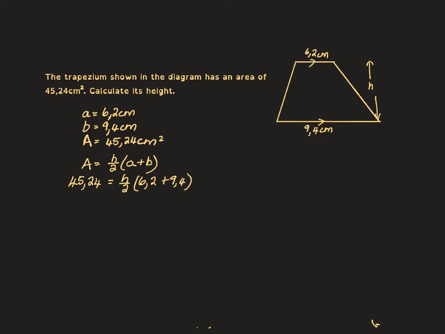Okay, we've got to get to that h. So the one thing that we can do is add the two numbers in our brackets. h over 2, 6.2 plus 9.4 is 15.6. And on the left-hand side, we still have our 45,24. We need to get to h. We need to solve for h. So we're going to get rid of the 15.6 first. And we do that by dividing both sides by 15.6.